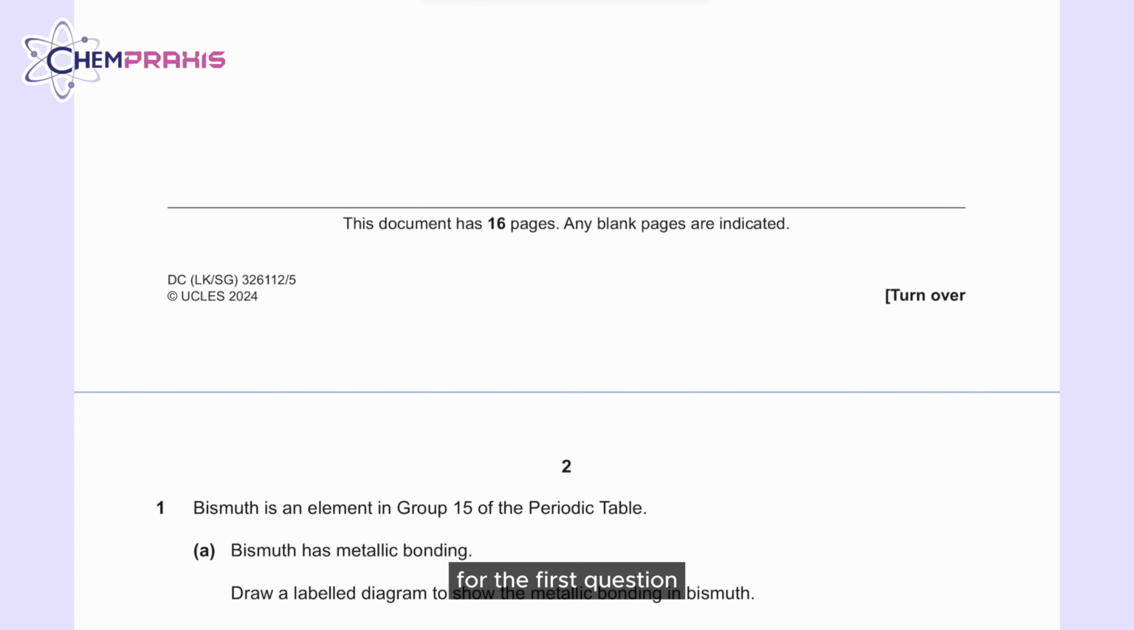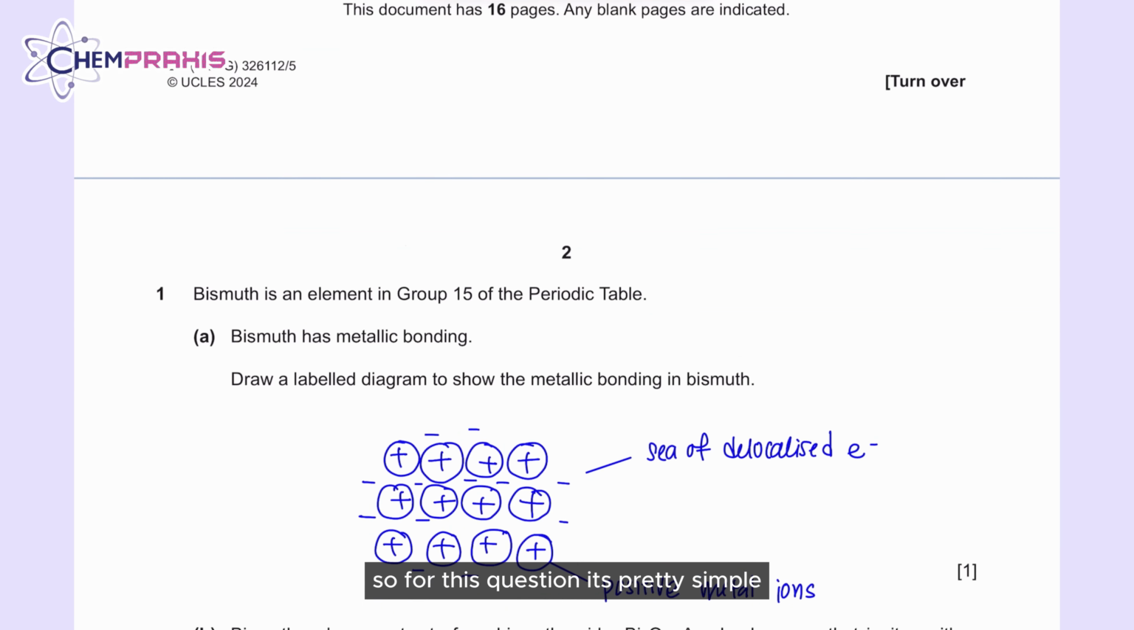For the first question, bismuth is an element in group 15 of the periodic table. Bismuth has metallic bonding. Draw a labelled diagram to show the metallic bonding in bismuth. For this question, it's pretty simple. We just need to draw the diagram for metallic bonding, in which we need to show positive metal ions in layers, at least 3 layers, and then the sea of delocalized electrons. You will get 1 mark for this diagram.